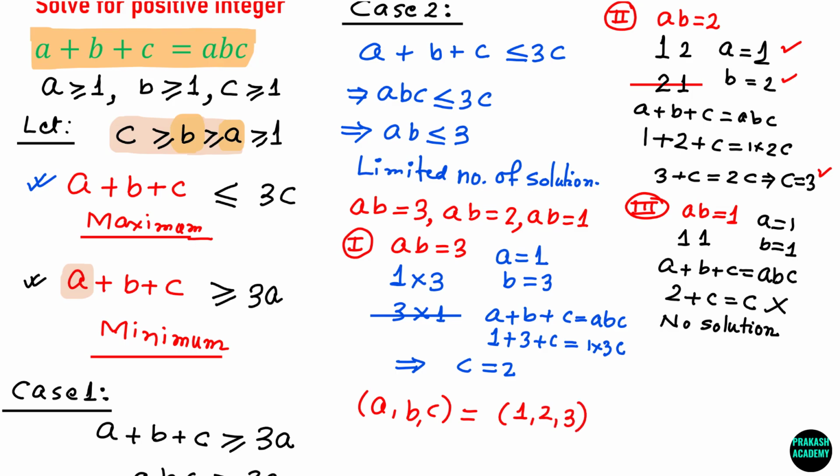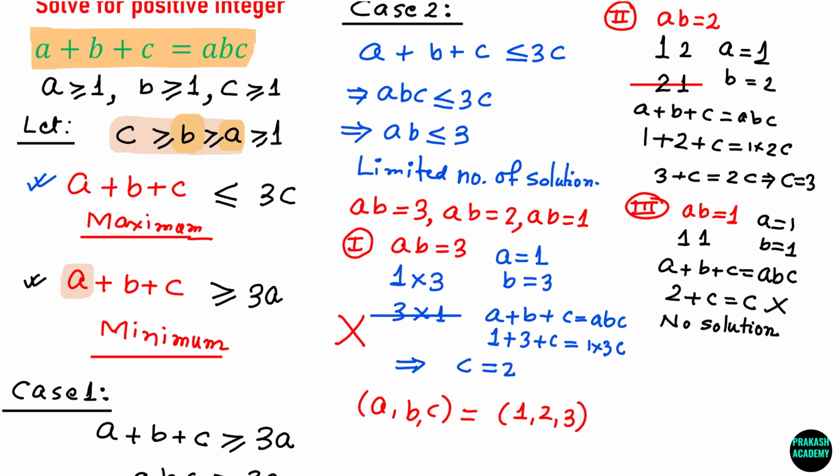Do we have any other solution? Let us check. We solved this case: A equals 1, B equals 3 and C equals 2. But C is the largest number, and in this case C equals 2, which is smaller than B, which is 3. So this is also not possible. So in this case, we have only one solution, that is A, B, C equals 1, 2, 3.